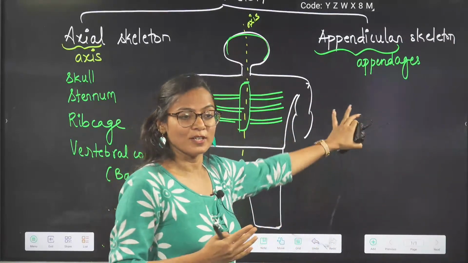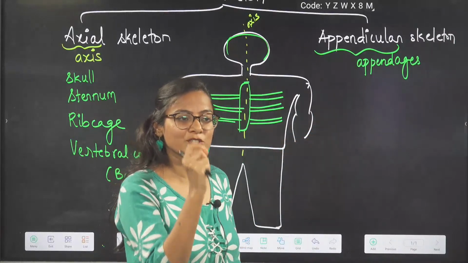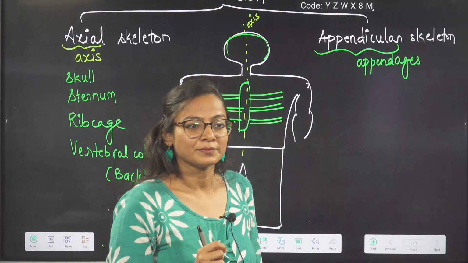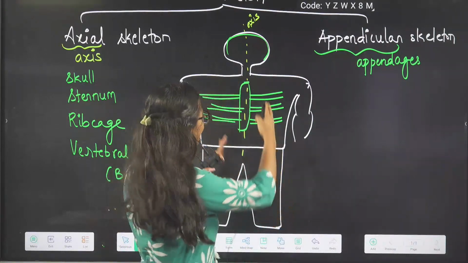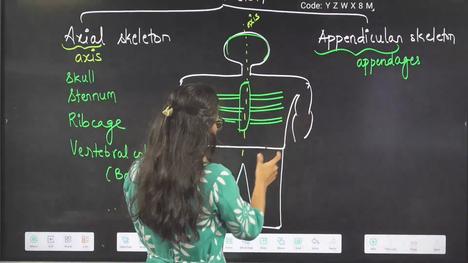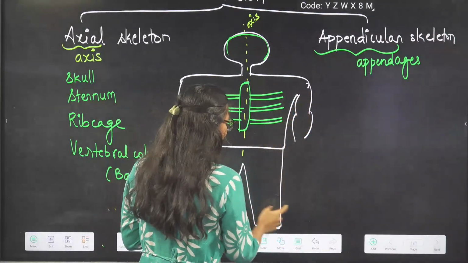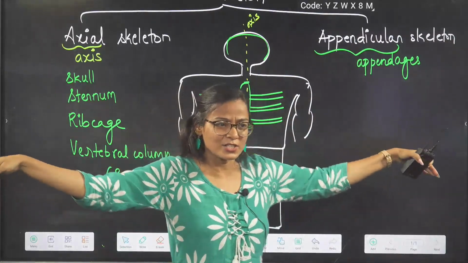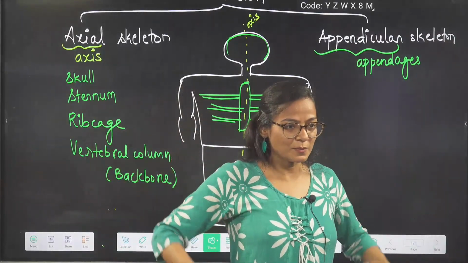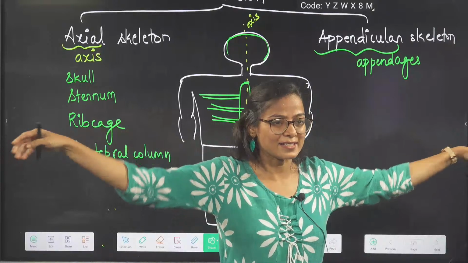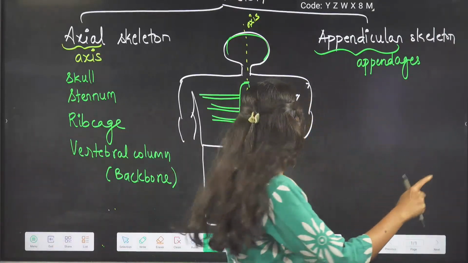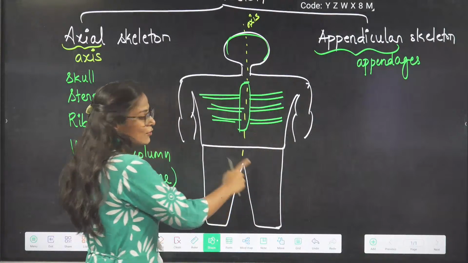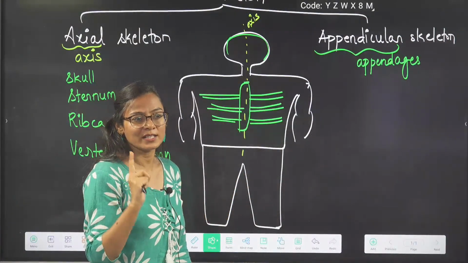So first of all, tell me, what do you mean by the term appendage? Something that arises from the main axis. Very good. So this is the body. Can we say that these two limbs, the hands and the legs, are like extensions? This is the main body, and these are the extensions of our body, appendages of our body. Yes. So the limbs form the appendicular skeleton.